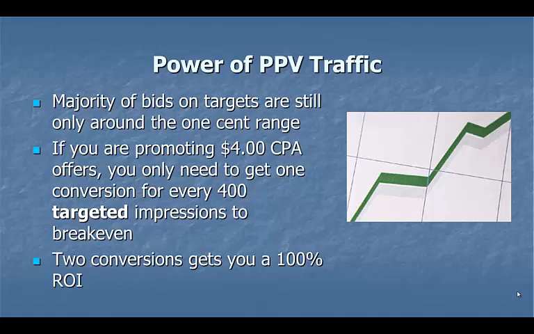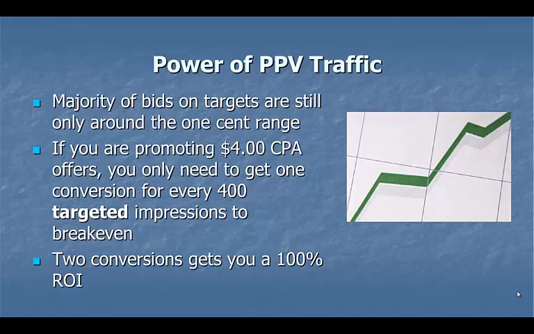Okay. And with that being said, yeah, there is a lot of competition, but I still can find a majority of bids on many targets are still around the minimum cent range on the various networks. For example, on Traffic Vance, the minimum bid is 1.1 cent. You'll still find the bulk of targets out there are still 1.1 cent. And I mean, there's new domains coming online every single day that you can immediately start bidding on.